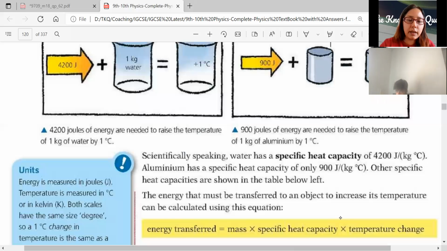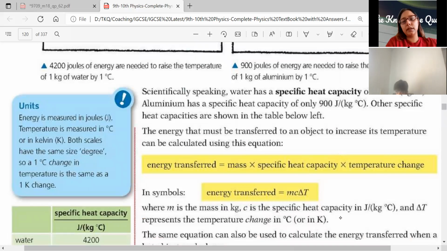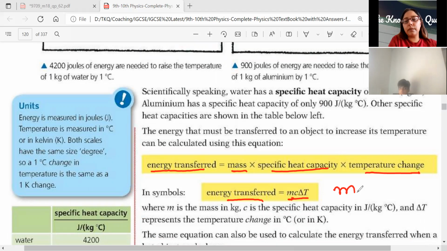Okay, so let's come to the formula, which is energy is equal to mass into specific heat into temperature change, which we call MC delta T. Is my point clear? MC delta T. What is M? M is the mass. What is C? That's the specific heat capacity. What is delta T? Delta T is the change in temperature that you want: 1 degree, 2 degree, 10 degree, 40 degree, whatever.